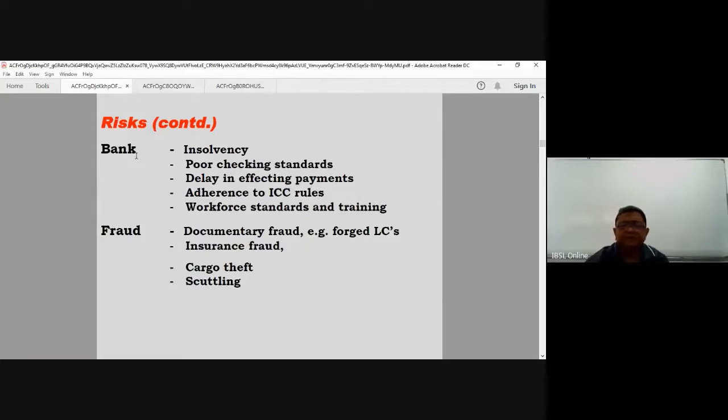Then comes adherence to ICC rules. Now here, what it means is, international trade, I said, is a global activity, right? So if it is a global activity, you get people from many parts of the world: you get Italy, Austria, Norway, UK, Germany, Chinese, Japanese, Koreans, Vietnamese, Australians, New Zealanders, then Fijians, oh God, the whole world, right? And everybody talks in different languages, right?